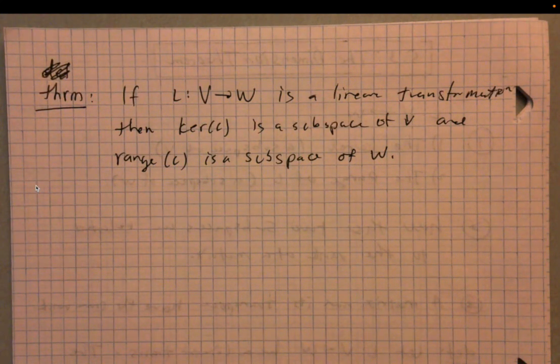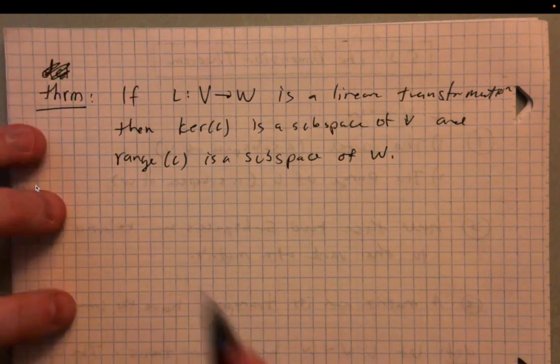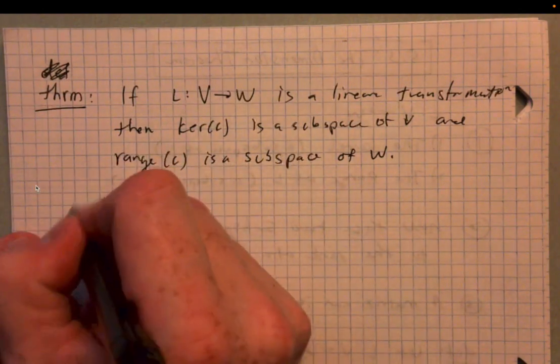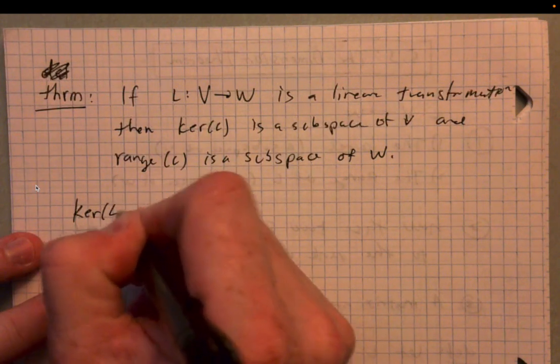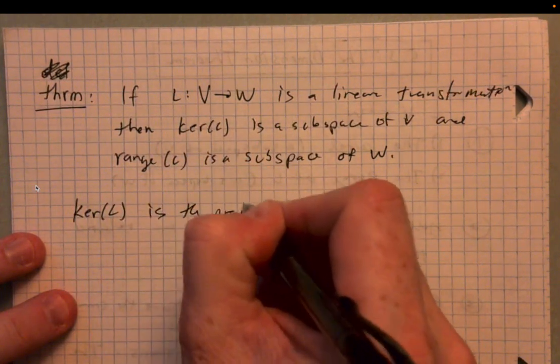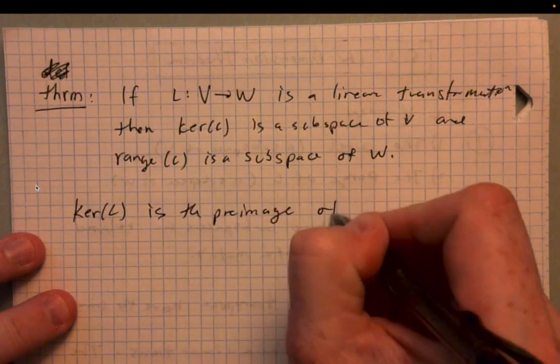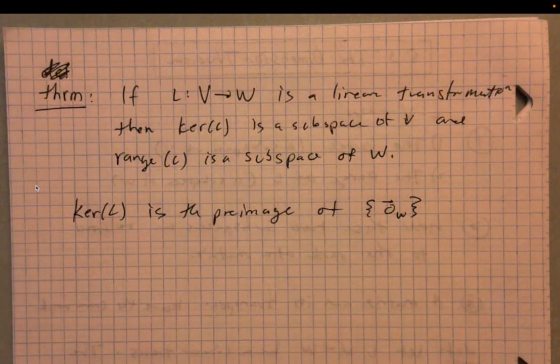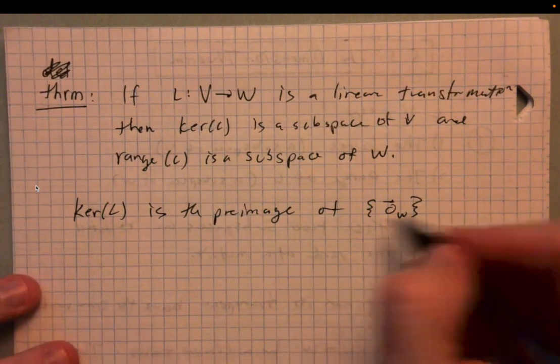The proof of this is pretty immediate, right? So the kernel of L is the pre-image of a subspace. We won't go through the formal proof here, but we can think this through. So the kernel is the pre-image of the 0 vector in W. The 0 vector in W taken alone is a subspace of W.